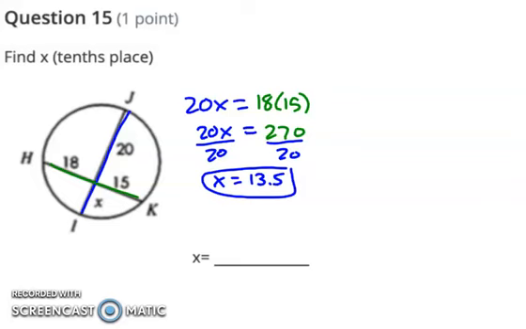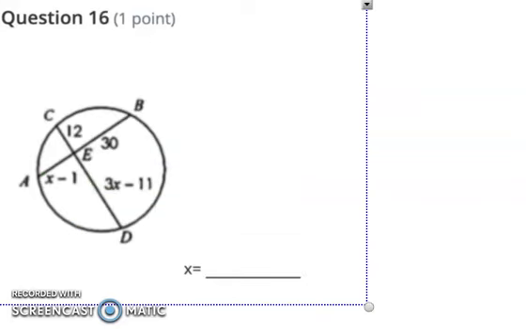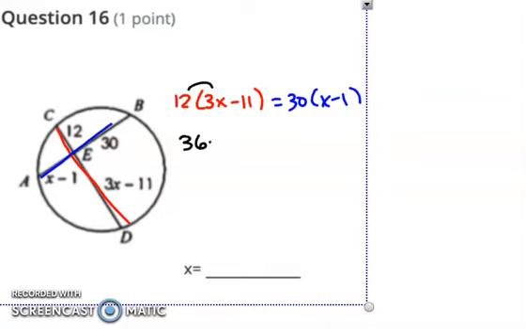Next, number 16. Same kind of directions, find x, and then we'll see if we need to round once we get there. So red times red, that's 12 times 3x minus 11, equals blue times blue, 30 times x minus 1. First thing we need to do is distribute. So 12 times 3x is 36x. 12 times negative 11, so that should be 132, but negative, equals 30 times x minus 30 times 1.